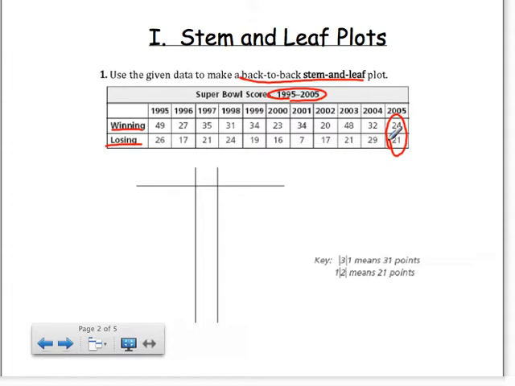I want to create a stem and leaf plot. In the middle go the stems. And on the sides, we will have the leaves here for the winning teams, and the leaves here for the losing teams. So we're going to separate this into those two groups of data. To create one for the winning team, which is what I'm going to do, I need to figure out first what the stems are going to be by looking at the tens place.